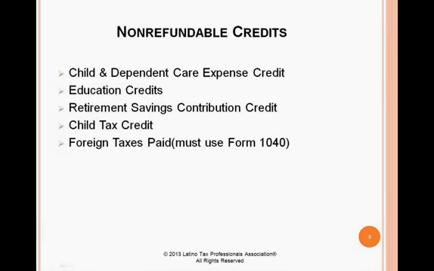So here's a list of the non-refundable credits that are available. Child and dependent care expense credit, education credits, retirement savings contribution credit, child tax credit, and foreign taxes paid.